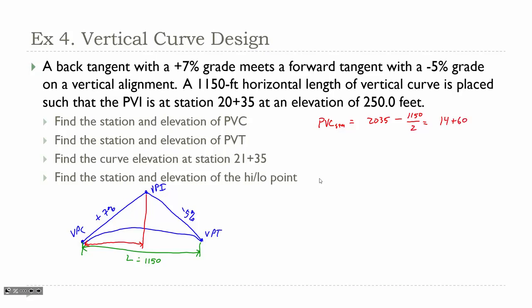which is 14 plus 60. Likewise, we can do the PVT station, 2035 plus 1150 over 2. These two equations aren't explicitly given to you, but hopefully you can figure it out by looking at the picture. That gives 2610.